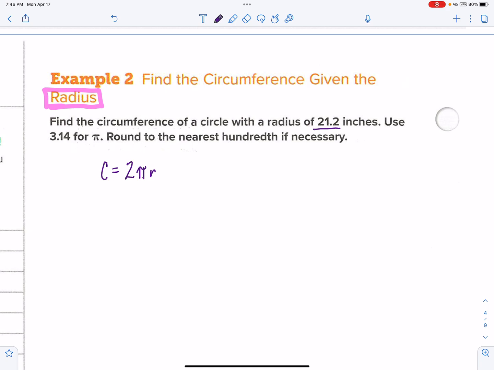So let's go ahead and plug this in. We have 2, 3.14, and the radius is 21.2. Again, if I wanted to do pi d, I could do circumference equals 3.14 times the diameter, which would just be double the radius, 42.4. So that's another option if you prefer to just always do pi times d instead. You just have to be careful when you're doubling or halving diameters or the radius, that you don't make a mistake.